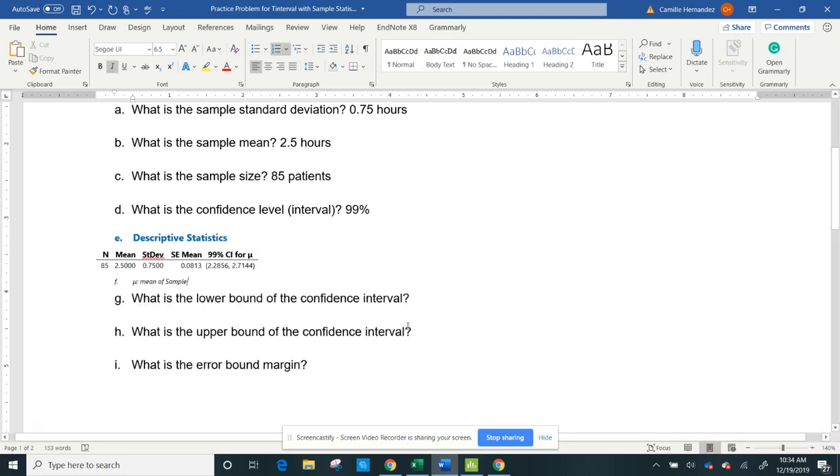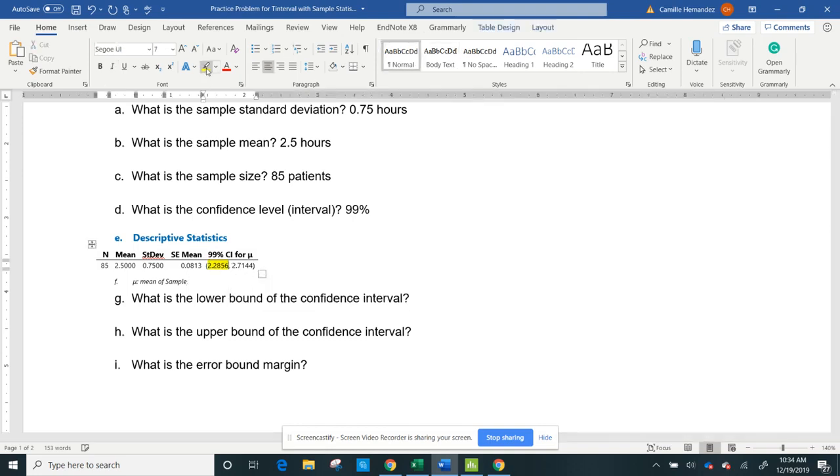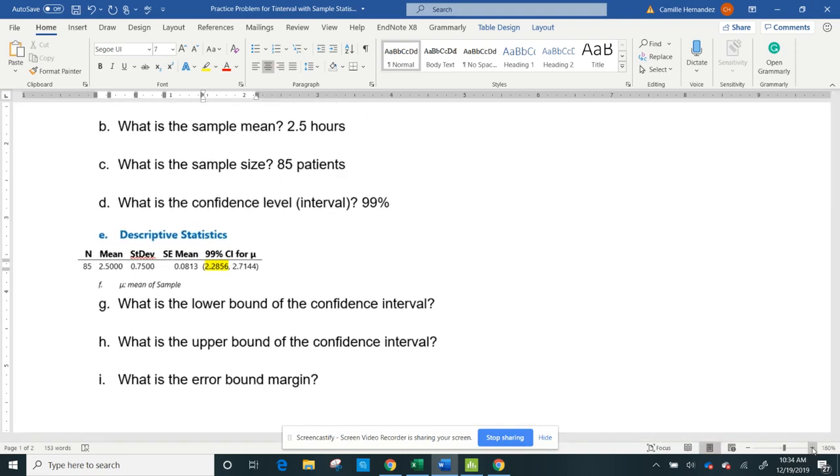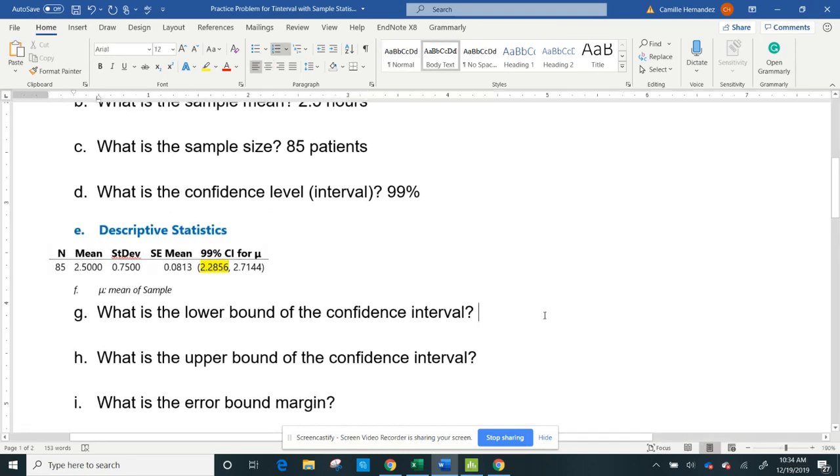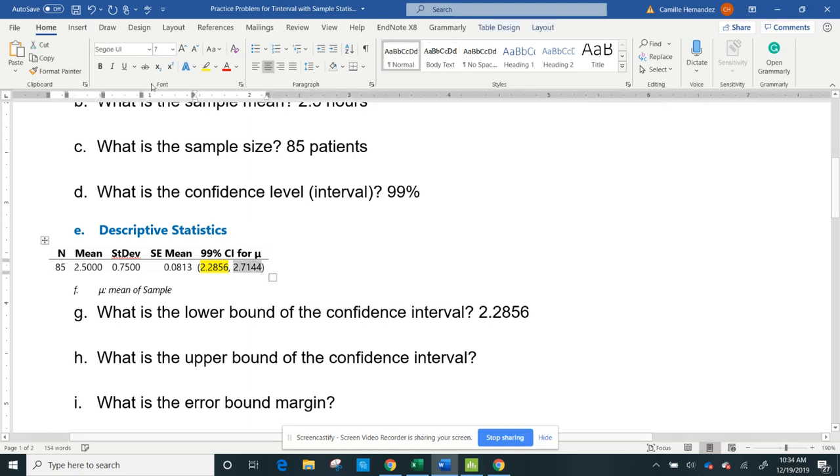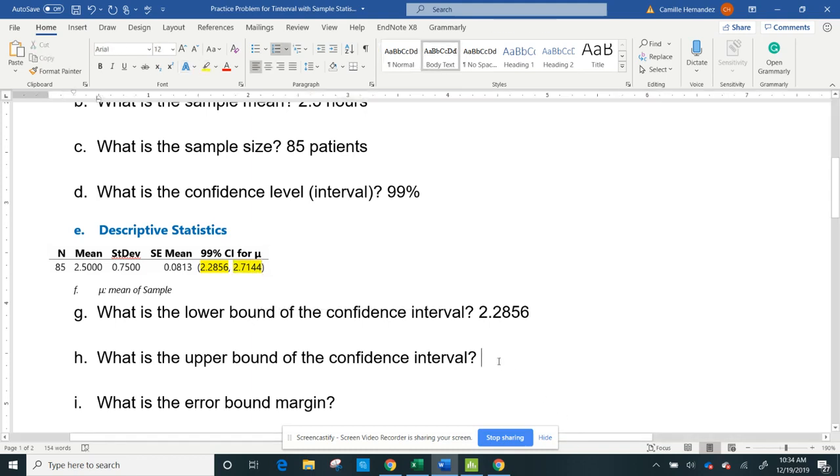So again, what's my lower bound? My lower bound is right here. And I'm going to make it bigger so people can see it because it's kind of small. Okay, so my lower bound is 2.2856, and then my upper bound is here. And again, remember, your lower bound needs to be a lower number than your upper bound. So from here, then, I want to get my error bound margin.